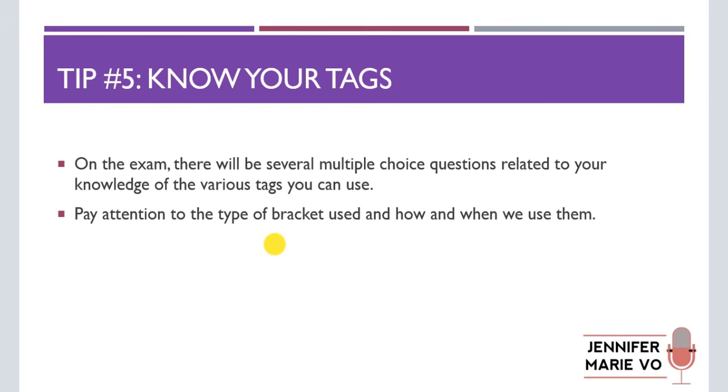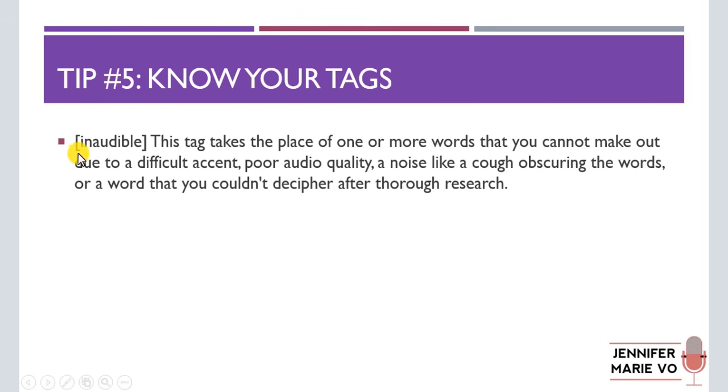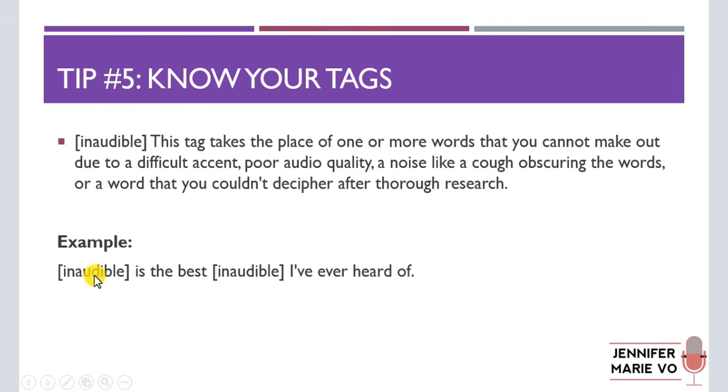Also pay attention to the type of bracket used and how and when we use them. Okay, so inaudible. Now I want you to look at the type of bracket. It's not one of the round ones, and also note that it begins with a lowercase letter. This tag takes the place of one or more words that you cannot make out due to a difficult accent, poor audio quality, a noise like a cough obscuring the words, or a word that you couldn't decipher after thorough research. So, example, [inaudible] is the best [inaudible] I've ever heard of.